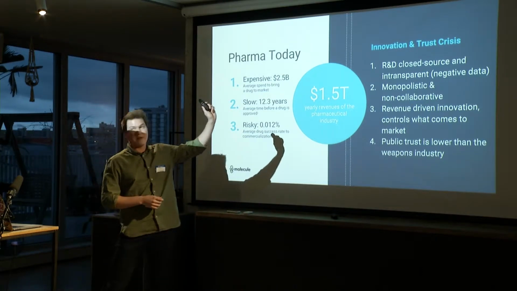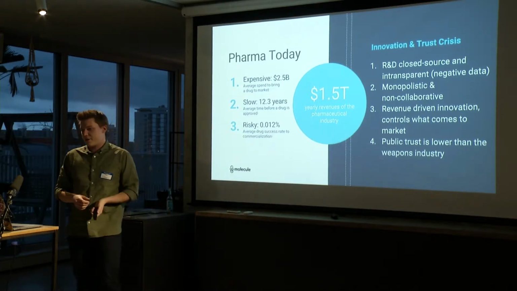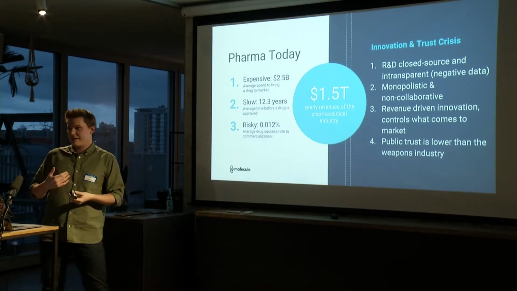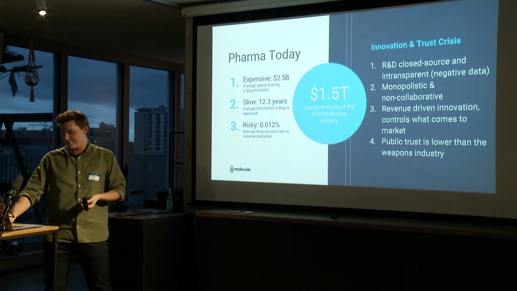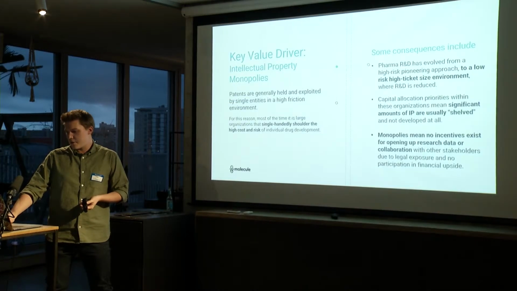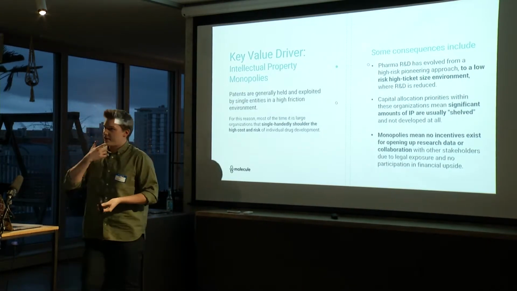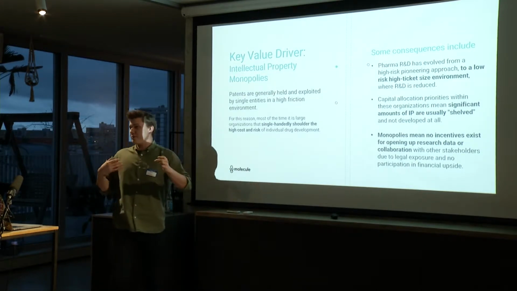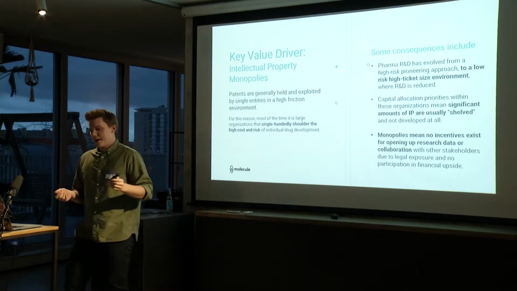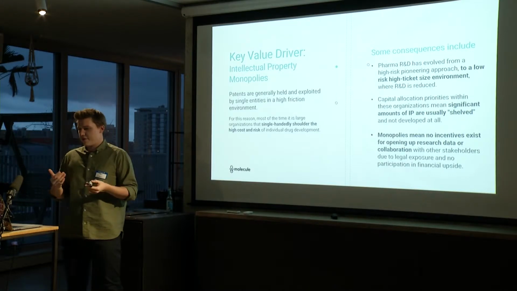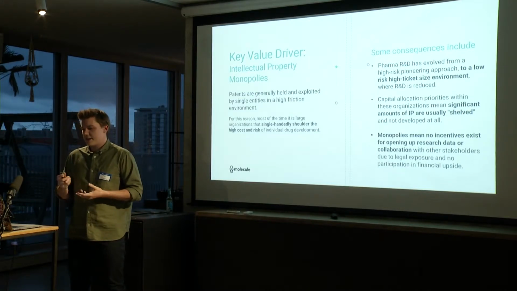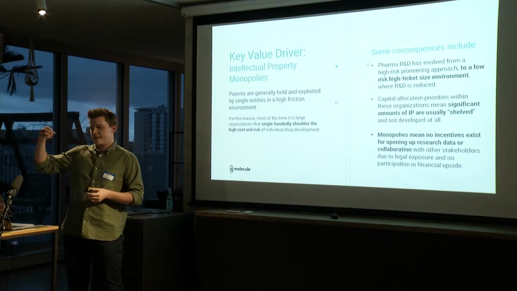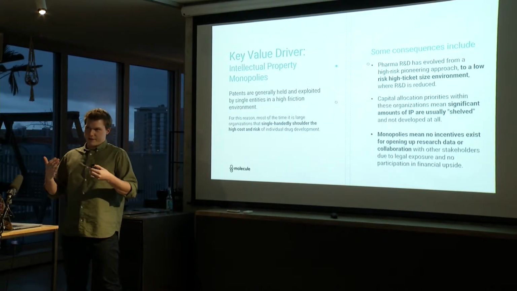Combined, though, it makes it one of the biggest industries on the planet, just about $1.5 trillion in yearly revenue from pharmaceuticals. And so what is the key value driver in pharma? That's kind of how we started out thinking about this. And fundamentally, it's having a monopoly on intellectual property, generally in the form of patents. Patents are generally held and exploited by single entities in a very high friction environment.